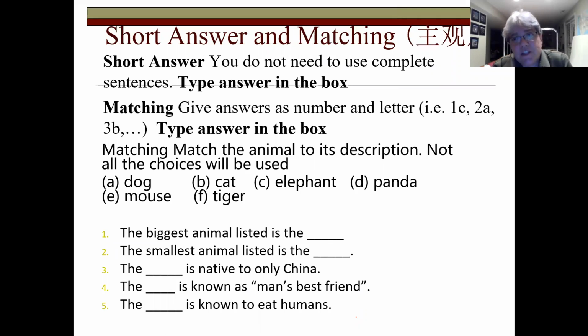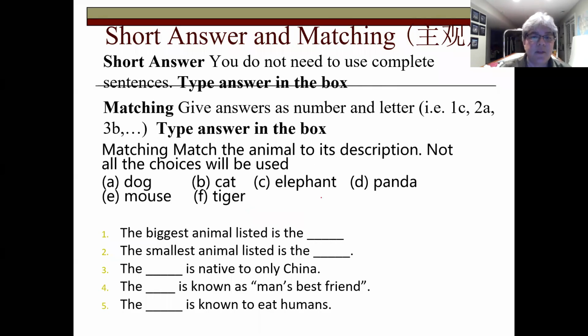All right, short answer and matching. Now these you don't need to take pictures for. You can just type them into the box for both of these. For matching, we didn't have this on the last quiz, but we will on the next quiz. So let's review. How do you answer those? Remember, you're going to write a number and a letter. So the biggest animal listed is the... well, it's elephant. So we would write 1, C. The smallest animal listed, we would write 2, E.